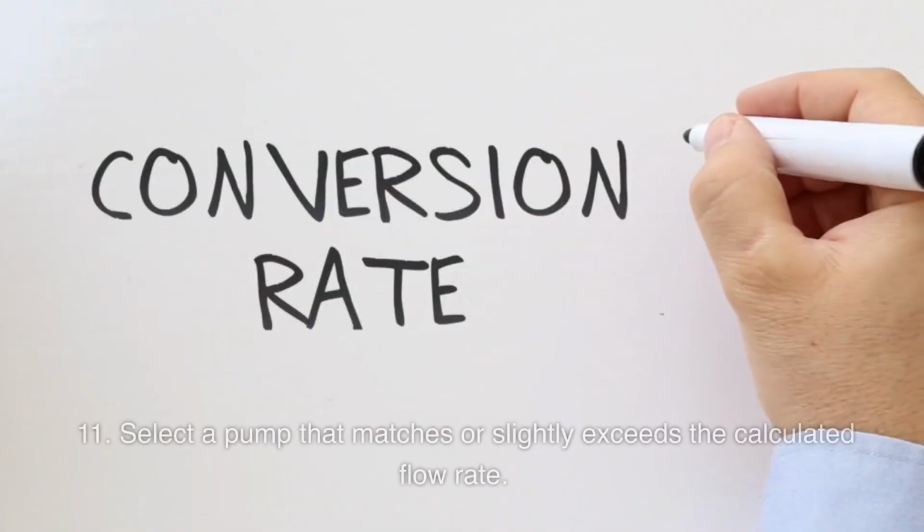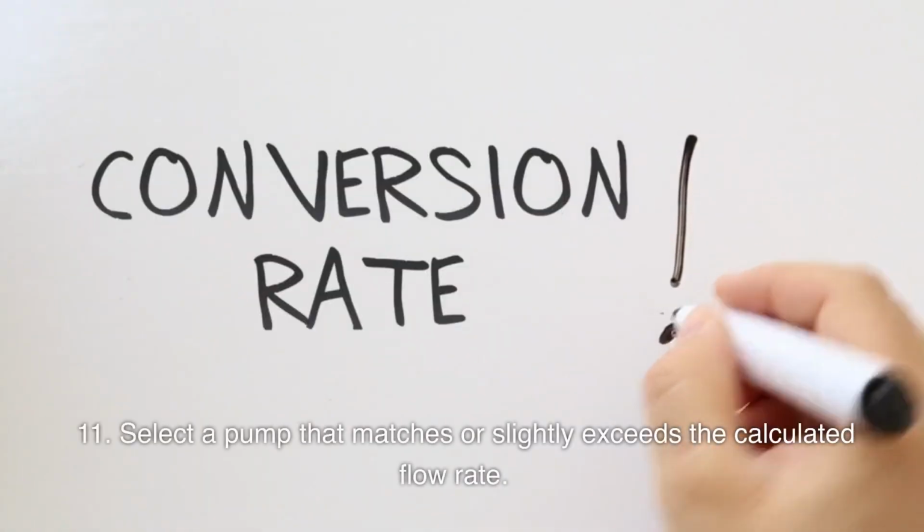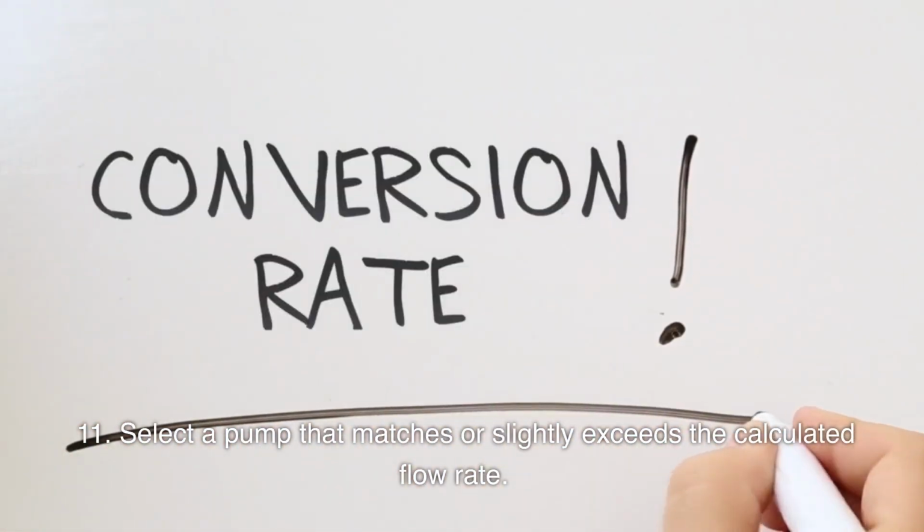Use a formula to calculate the required flow rate: length (ft) x width (ft) x height (ft) x 7.5 (conversion factor) / 3600 seconds = required flow rate (gallons per hour). Select a pump that matches or slightly exceeds the calculated flow rate.